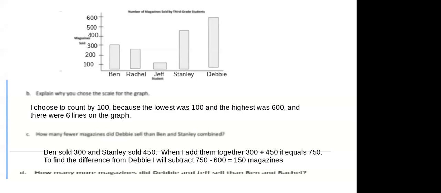Ben sold 300, Stanley sold 450. When I add them together, 300 plus 450 equals 750. To find the difference from Debbie, I will then subtract 750 minus 600, which would equal 150 magazines. So Debbie sold 150 fewer magazines than Ben and Stanley combined.